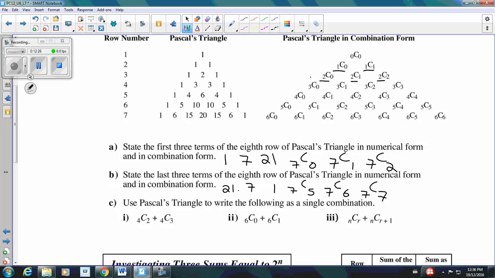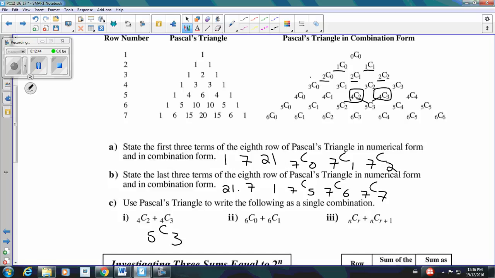Use Pascal's triangle to write the following as a single combination: 4 choose 2 plus 4 choose 3. So 4 choose 2 is here. 4 choose 3 is here. We know then they must add to give us 5 choose 3.